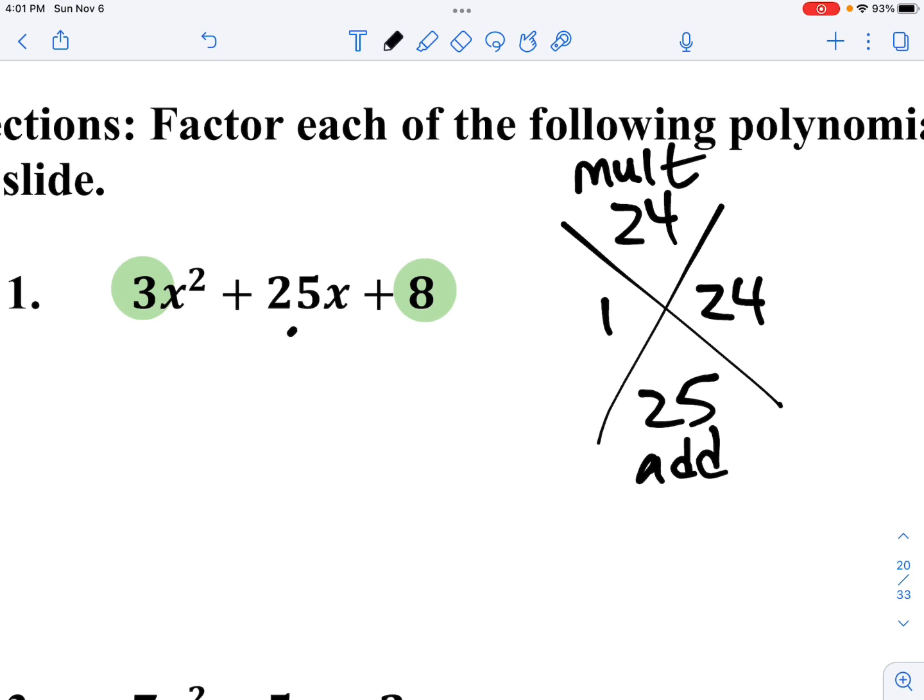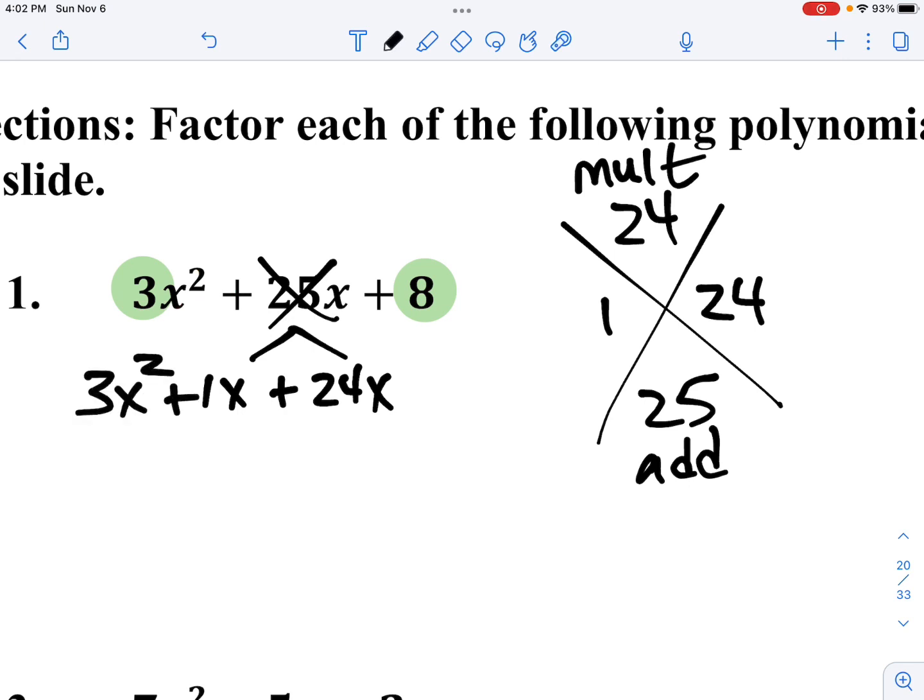Awesome. Remember what happens next. You split the 25. That becomes 1x and 24x. I'm using these two numbers with x's instead of the 25. I have to remember to write this number first, 3x squared. It's a positive 1, so I'm going to keep that plus there. And I can't forget this 8 either, so plus 8 at the end.